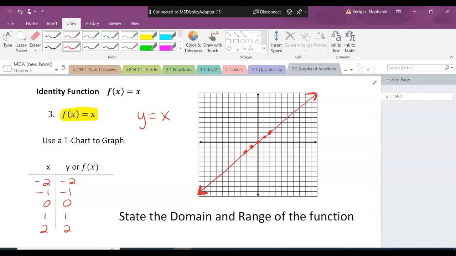What would my domain be in this case? All real numbers, okay. And then what about the range? What would that one be? All real numbers as well, okay. Because we're at an angle, so we're going to touch everything going left to right and up and down, because that line continues forever and ever.